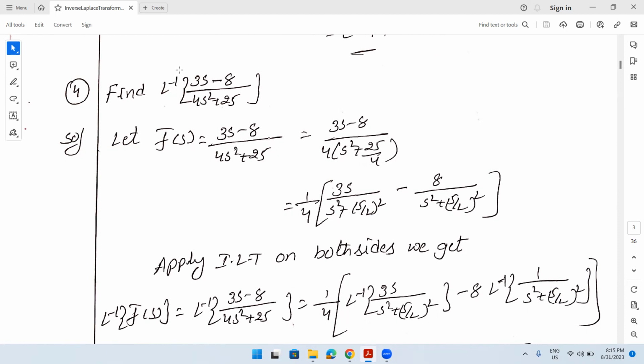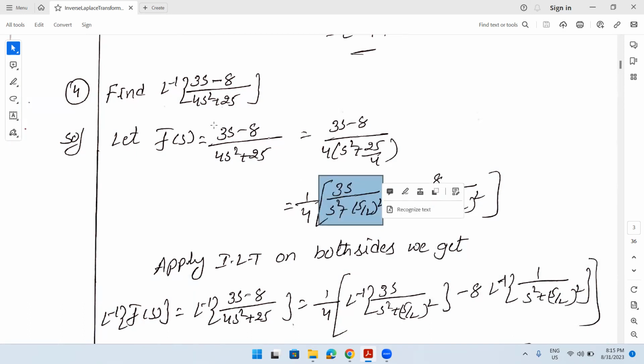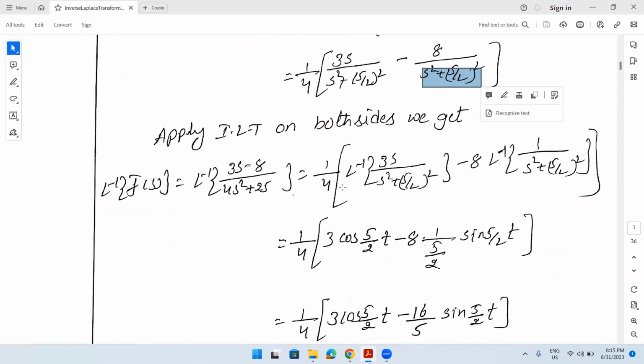Now find L inverse of (3s minus 8) by 4 into (s square plus 25). So now we separate it as 3s by 4(s square plus 25) and minus 8 by 4(s square plus 25). Here we have taken 4 common, though it is not actually required. So it is 1 by 4, then s square plus (5 by 2) whole square, because 25 by 4 is nothing but 5 by 2 square. Here also the same thing: 3s is the numerator, minus 8 in the numerator, and after taking 4 common, s square plus (5 by 2) whole square.